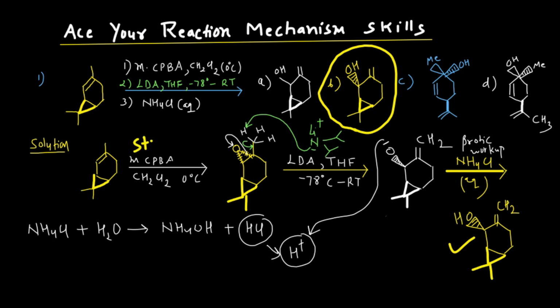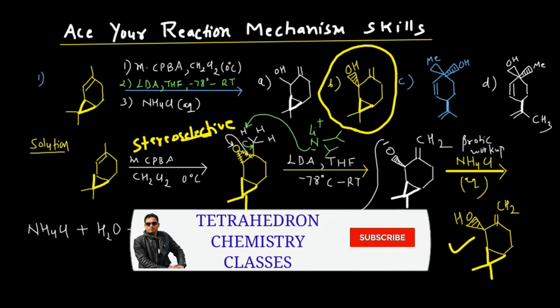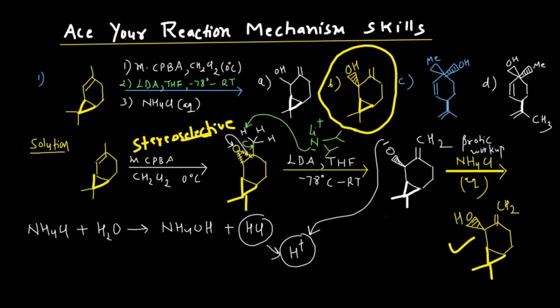So I'm writing stereoselective. And what are stereoselective reactions? Stereoselective reactions are those reactions in which more than one product is formed, and one is major, others are minor, and all these structures are stereoisomers of each other. If you don't know what stereoselective reactions are, I am giving you the link in the description box, and also the link is flashing on the right top corner. You can understand the things from there again.